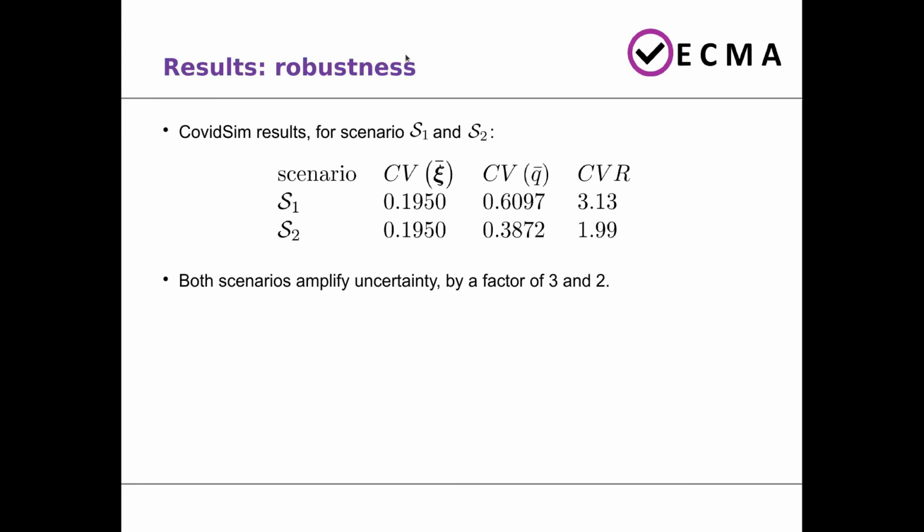This is the result of CovidSim for both scenarios. Well, the input distribution doesn't change. So for scenario S1 and S2, the input CV is roughly 0.2, so a 20% variability with respect to the mean of the inputs. The output does change. You could already see this a bit from the confidence interval. So this is again computed with the cumulative deaths. And so for scenario S1, it's 60%, so it means that the input uncertainty is amplified by a factor of 3. And for S2, it's amplified by a factor of 2.